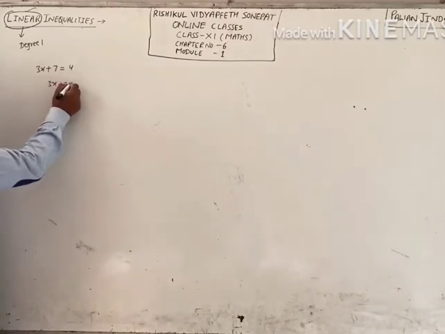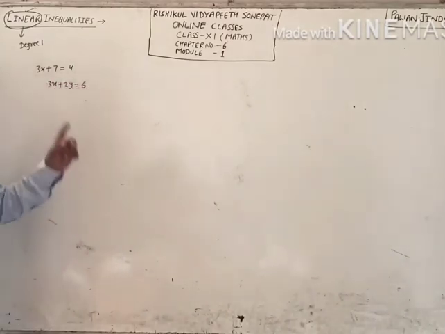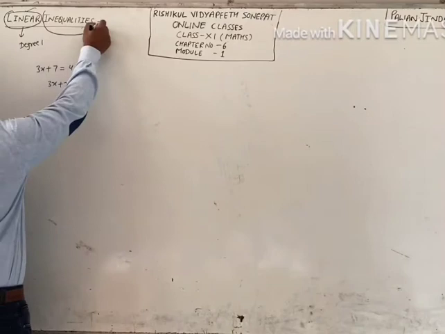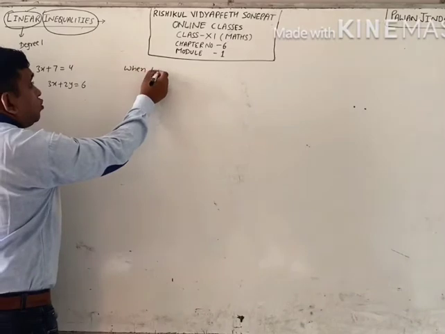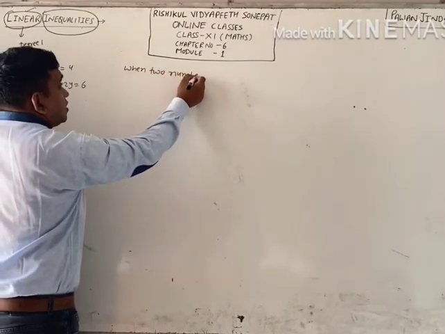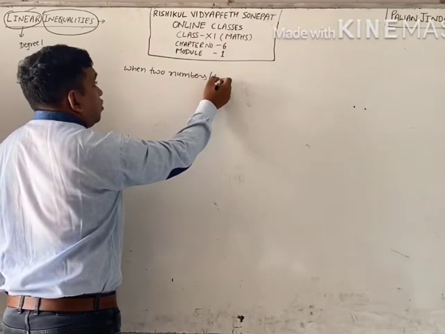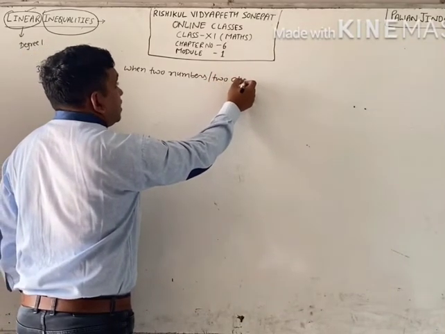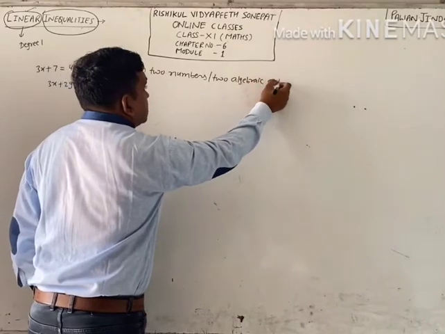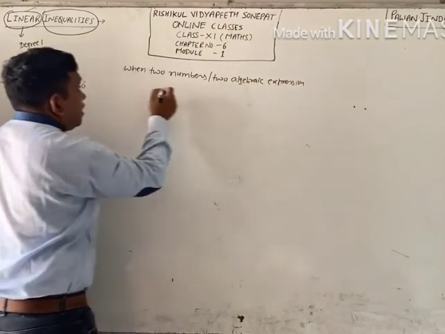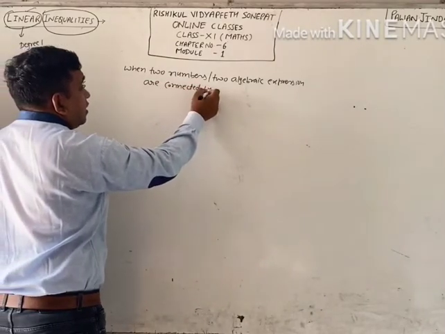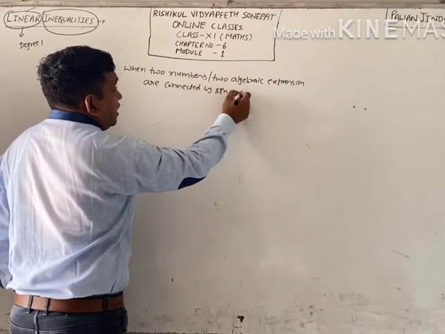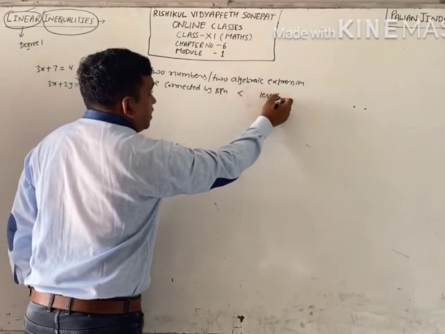3x plus 2y equal to 6. This is also linear because here highest power is also 1. This is your linear. Inequalities means when two numbers or two algebraic expressions are connected by sign less than. This is called less than.